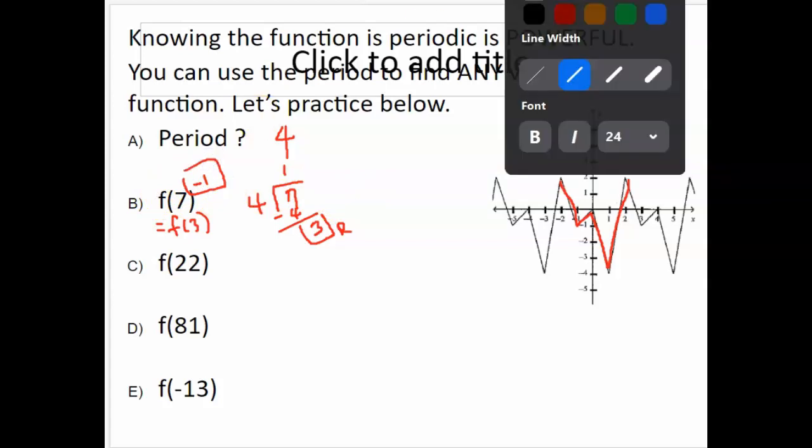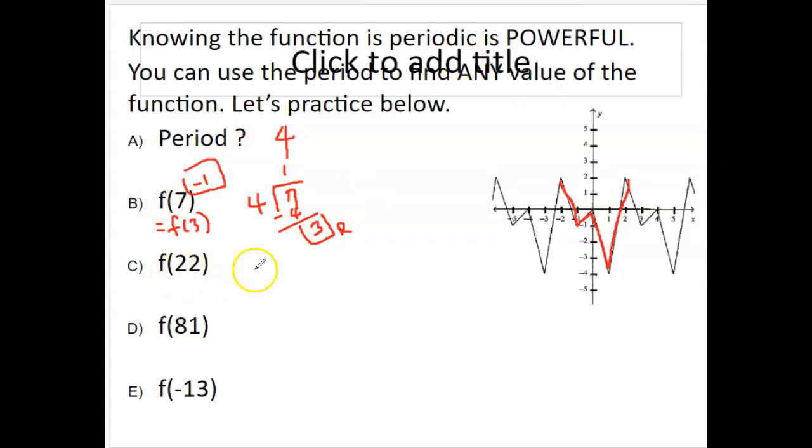Okay, let me go ahead and change the color and then do the next one. f of 22, I don't have time to count, so I'm going to divide whatever we're trying to find by the period 4. 4 times 5 is 20. Subtracted, I get 2. The remainder is 2. So what does that mean again? That means f of 22 is f of 2. Should make sense. Why? Every 4, right? So f of 2 is the same as f of 6, f of 10, f of 14, f of 18, f of 22. So they're all the same thing.